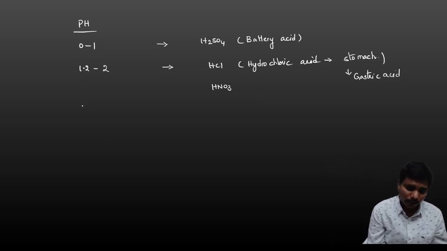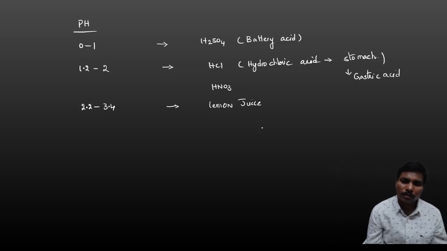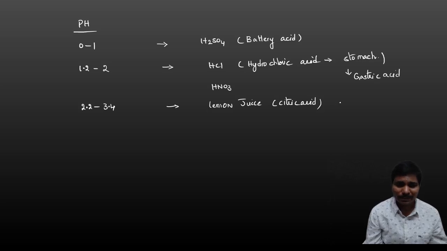Okay, let us take lemon, 2.2 to 3.4. That is lemon juice. It is also a very important question. What is the acid present in lemon juice? Citric acid. So in the case of lemon juice, the pH is nearly 2.2 to 3.4. It may vary based upon different types of lemon.